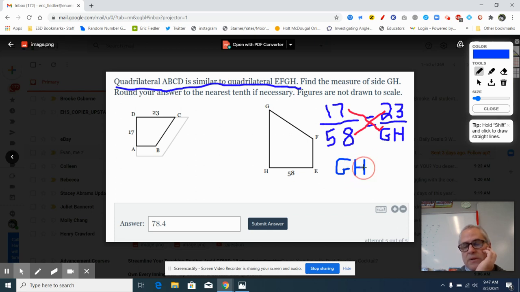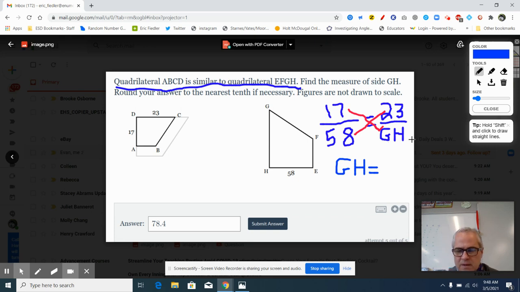So GH is equal to, I got a thing in the back of my throat, so I'm coughing. Not COVID. All right, so anyway, the cross multiplication, I'm just looking at those red lines, 58 times 23. And then I'm going to have to divide by 17 because you get 58 times 23 equals 17 times GH. And you have to divide both sides by 17. I do all that stuff in one step on my calculator. And so I get about 78.47.